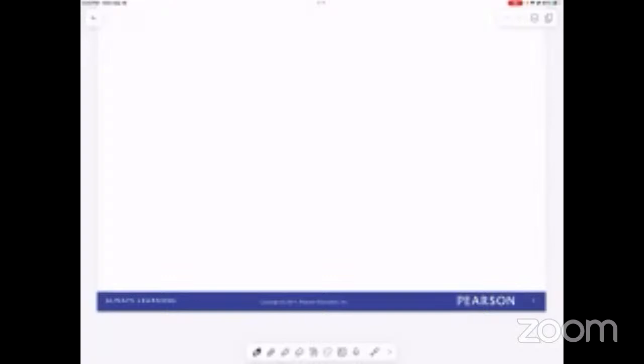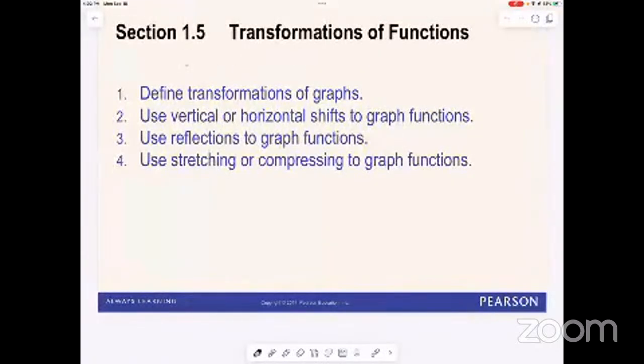Okay. And so what we're going to be doing today, we're going to continue with chapter 1. Today we will be working on section 1.5, transformation of functions. I think next week we'll be doing section 1.6, and that's going to be the end of chapter 1. And then the week after that, we'll be ready for exam 2, i.e. the midterm. We'll talk more about the midterm as we get closer. It's nothing really different. It's really just exam 2.